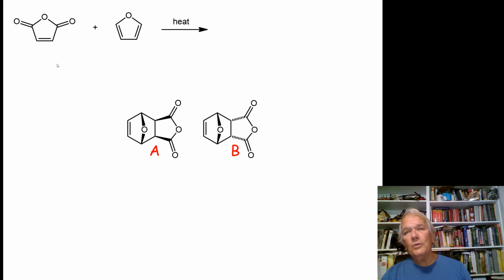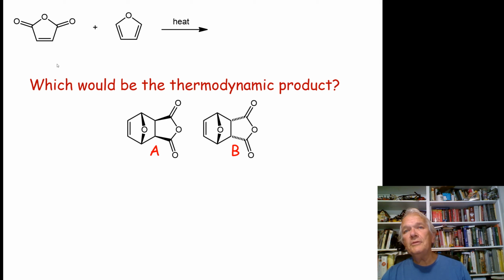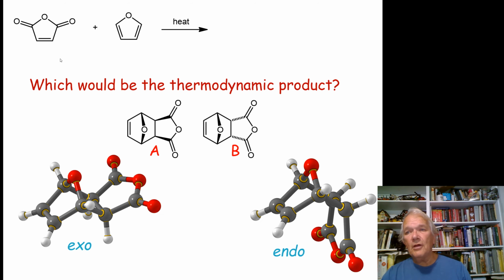Well, let me ask 2 questions. Which would be the thermodynamic product? Well, that's interesting. If you draw them out, the exo looks much better. There's obviously less steric hindrance in the exo than there is in the endo. So the exo is the thermodynamically best product. But which product would you actually expect to get? Well, you expect to get the endo.